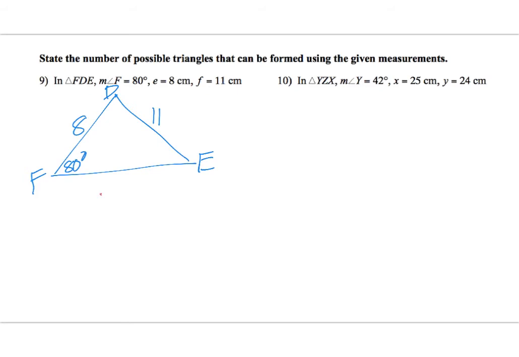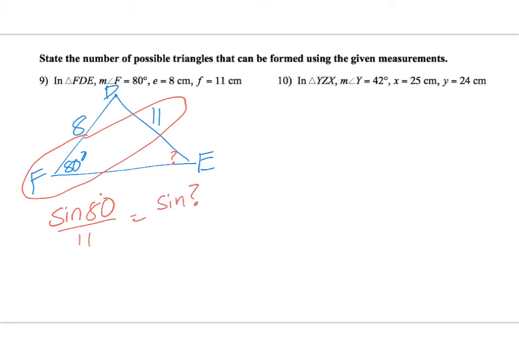So when we're trying to figure this out, we know this is going to be law of sines. I have some opposite information. And I'm going to set this up to figure out what E could be. And when I do that, we end up with sine of 80 over 11 is equal to sine of question mark over 8.